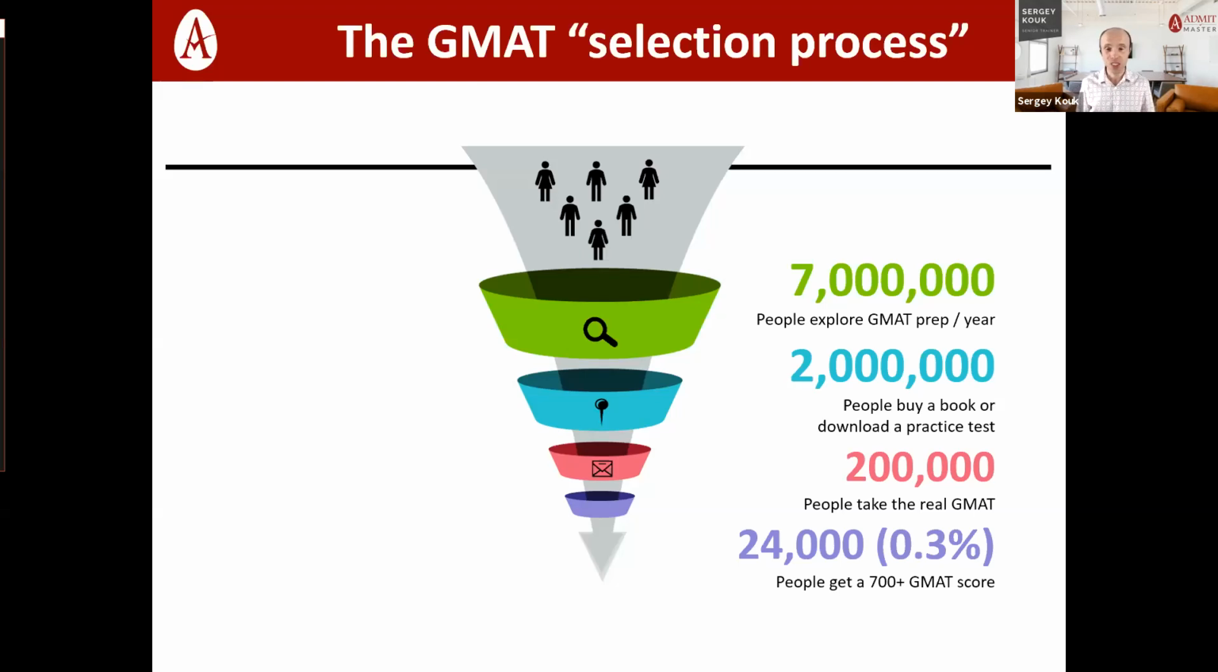Now, 1 in 300 is not great. That means if I want to get into a business school, the chance of me actually getting a score of 700 is 1 in 300. No, I want much better odds.